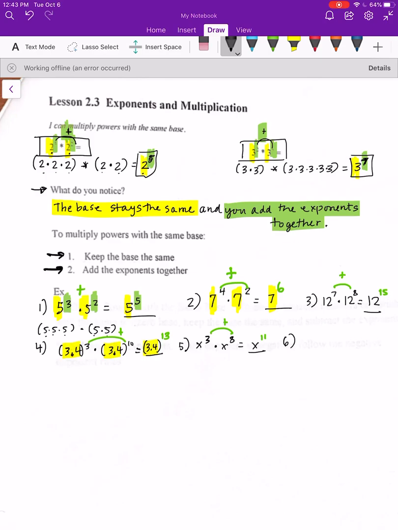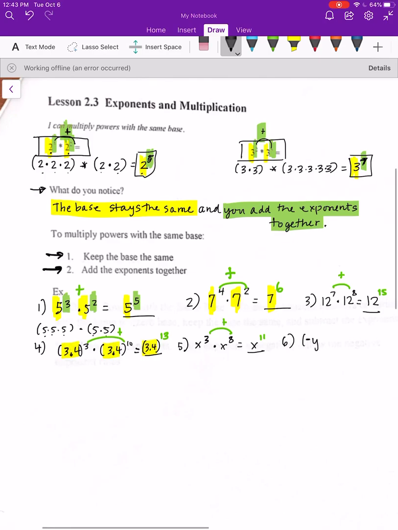So how about number 6? Negative y to the 3rd times negative y to the 5th equals, and again, they put the parentheses around there to signify that the negative goes with the y. So your answer is going to be negative y, and then if you add 5 plus 3, to the 8th power.